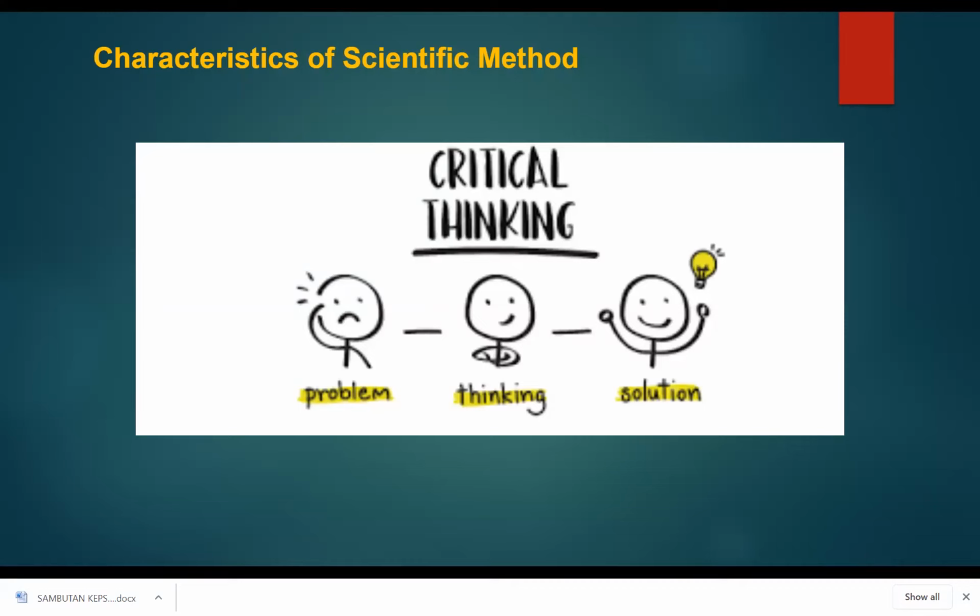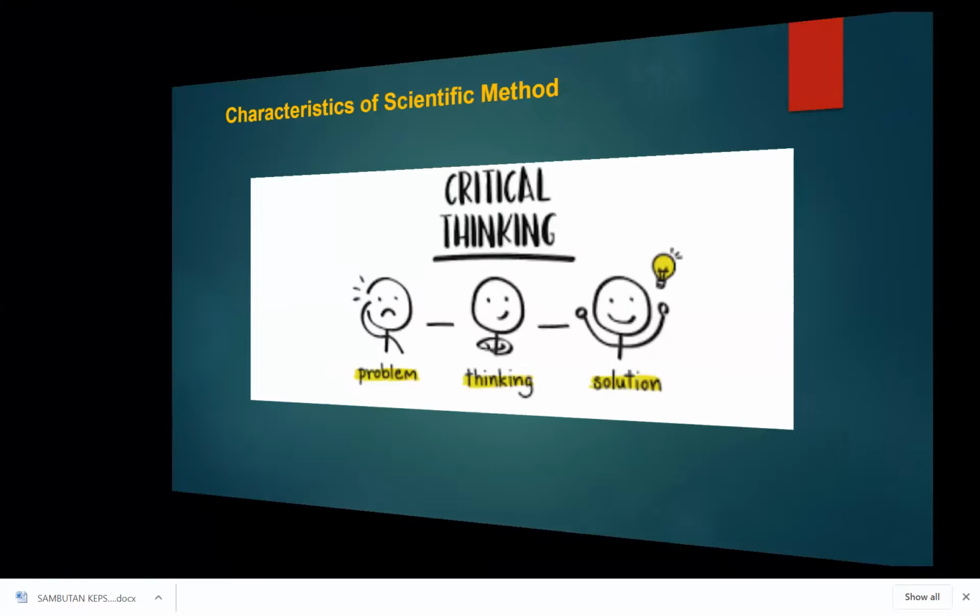So not looking at something in the normal way. Critical thinking is looking at something in depth, not only on the surface, but you have to go deep, mendalam ya, menyelam. Not only on the permukaan. So if there is a problem, then you use your brain for critical thinking, then you will find a solution. So this is the first thing that you have to know when you are doing scientific research.